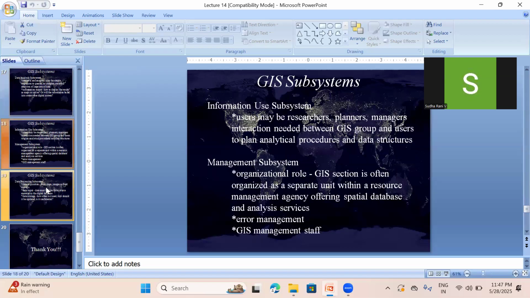So next, information use subsystem. Users may be researchers, planners, managers; interaction is needed between GIS groups and users to plan analytical procedures and data structures. Management subsystem, organizational role: the GIS section is often organized as a separate unit within a resource management agency offering spatial data sets, database and analysis services. Error management, GIS management staff.